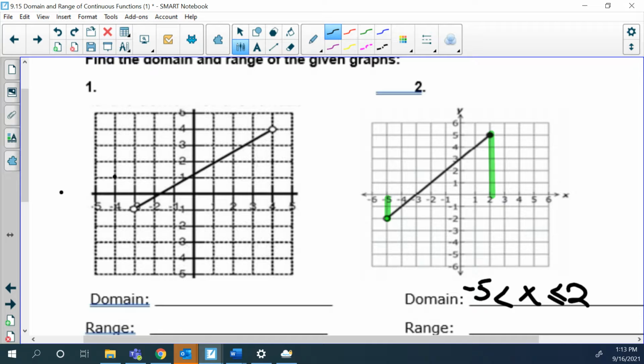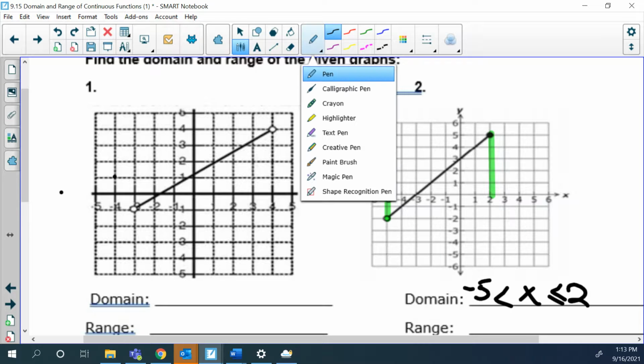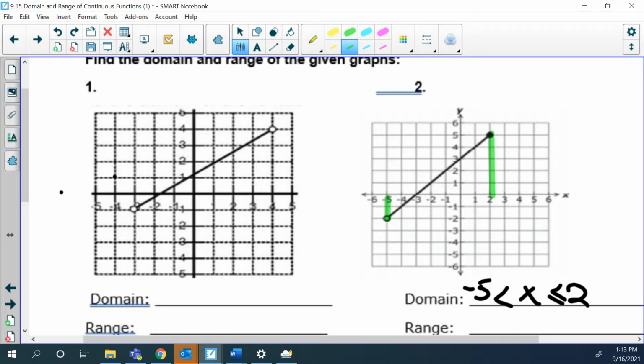Okay. Now let's look at the range. Remember the range, we're going to start at the lowest point of the graph. The lowest point is this point right here. Always go to the y-axis for the range, all right? I go over to the y-axis, that's going to be -2. And because this is an open circle, I'm going to use my less than.